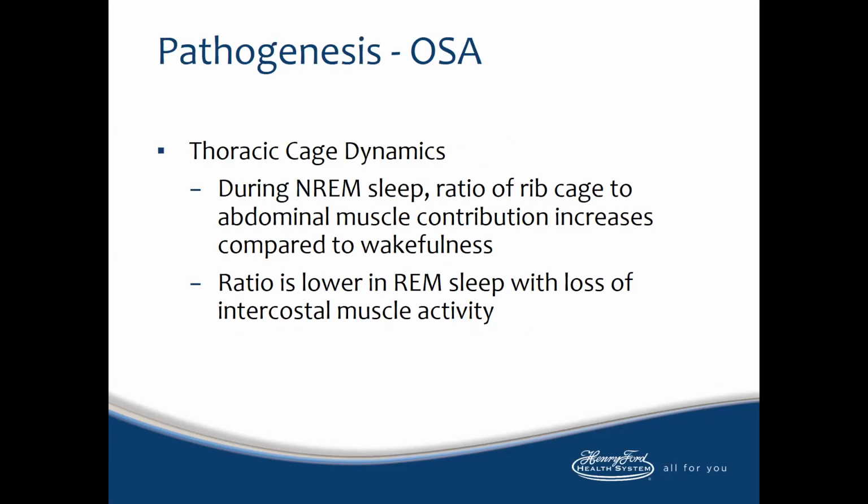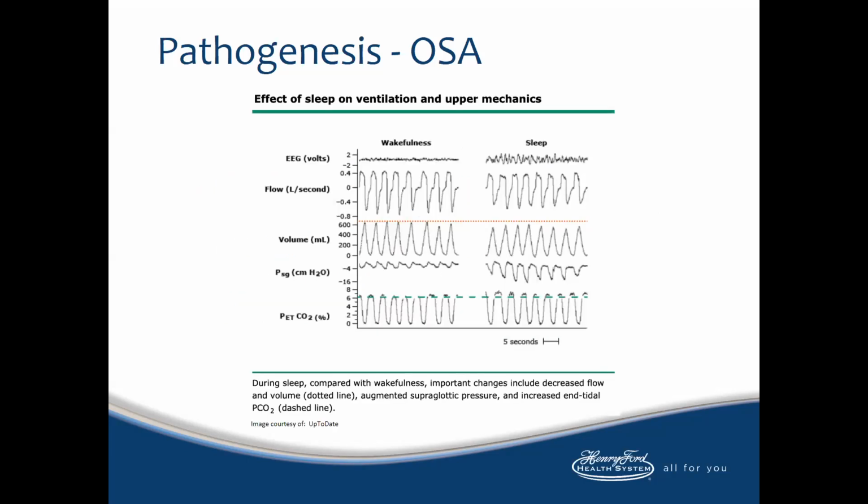One of the other things that occurs with the thoracic cage dynamics is that during non-REM sleep, the ratio of your rib cage and abdominal muscle contribution increases compared to wakefulness. This ratio is lower during REM sleep when you lose that intercostal muscle activity. So you have less of that exaggeration of those movements, is the best way I could describe that.